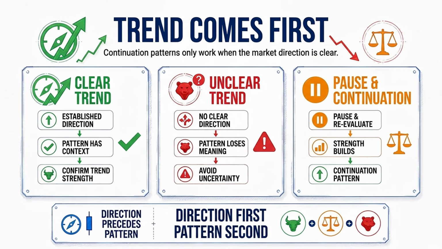Before you can use continuation candlestick patterns correctly, you first need to understand the direction of the market. When the trend is unclear, the pattern loses context. But when the trend is clear, continuation patterns can help you identify moments when the market pauses, builds strength, and prepares to continue in the same direction.